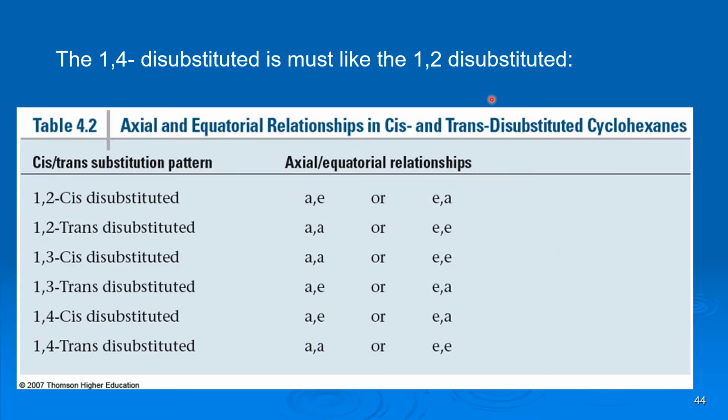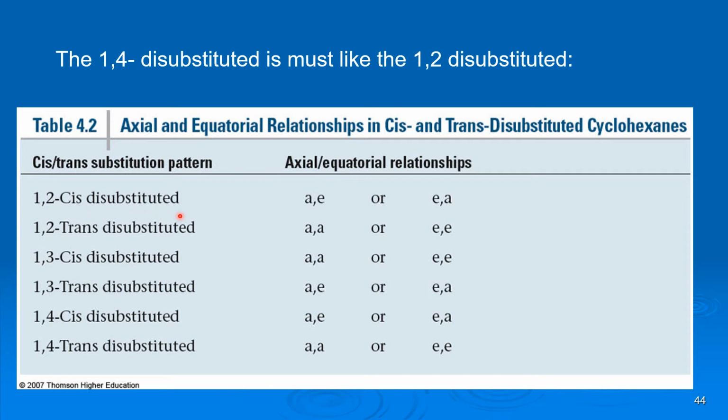Now the last possibility is 1,4 disubstituted, and that goes back. It looks like the 1,2 because they're on two different types of carbon, one where the axial is going up and one where the axial is going down. So they're going to look just like the 1,2 disubstituted. So this is just a nice refresher.